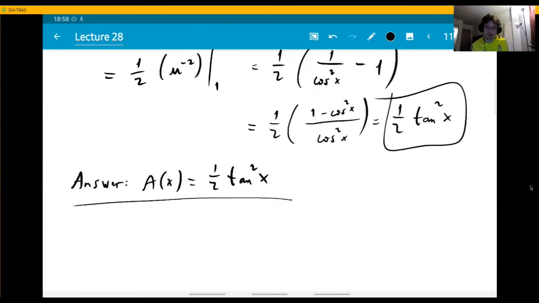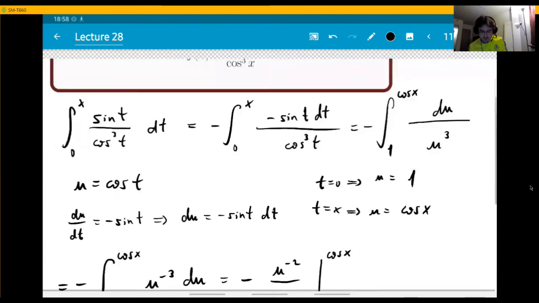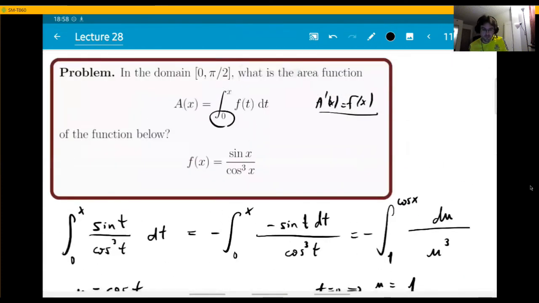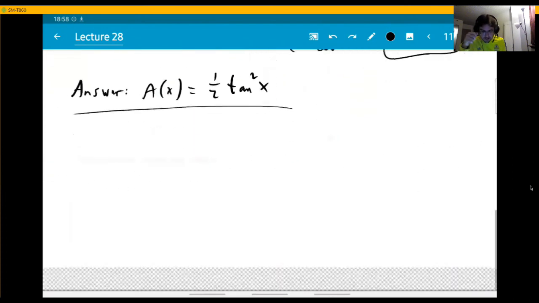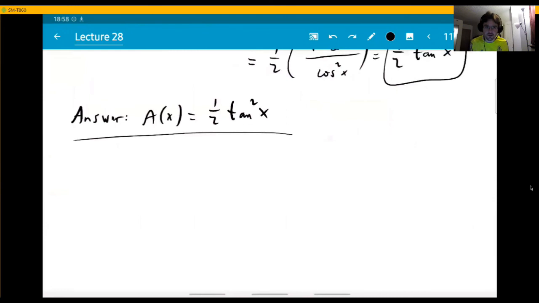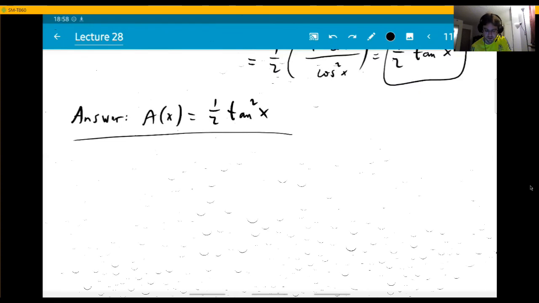At least one thing we can check about this, which is the fact that the area function that we were looking for started at 0, right? So A of 0 must be 0. What happens if you plug in x equals 0 here? An integral between 0 and 0 is just 0. So whatever function we found, at least at 0, it has to be 0. And that's true, right? Tangent square of 0 is 0. So we know that this has a chance to be working. This is a little check that we can do.